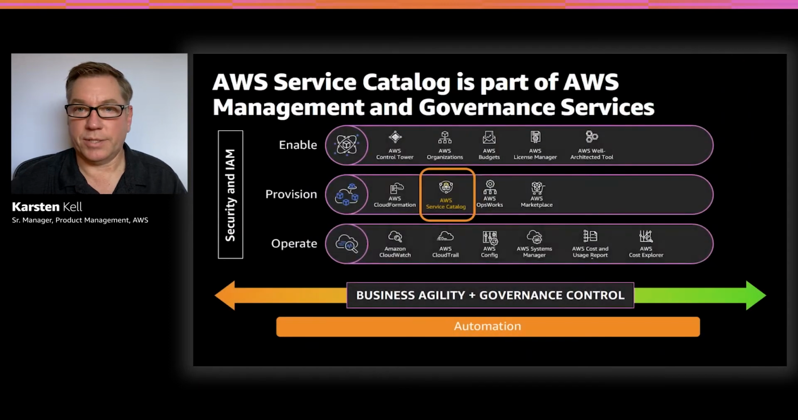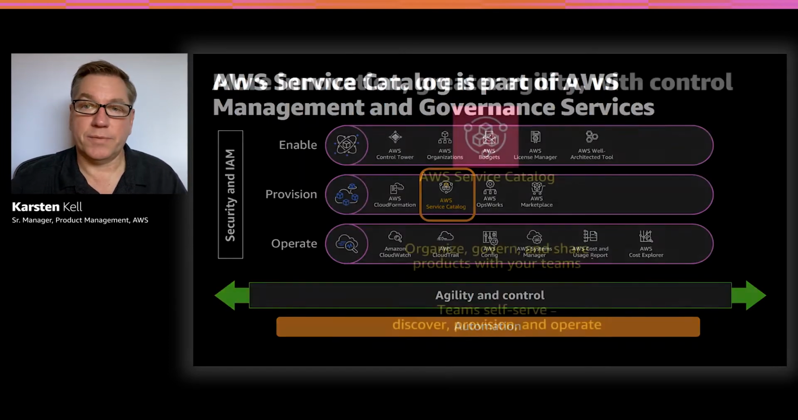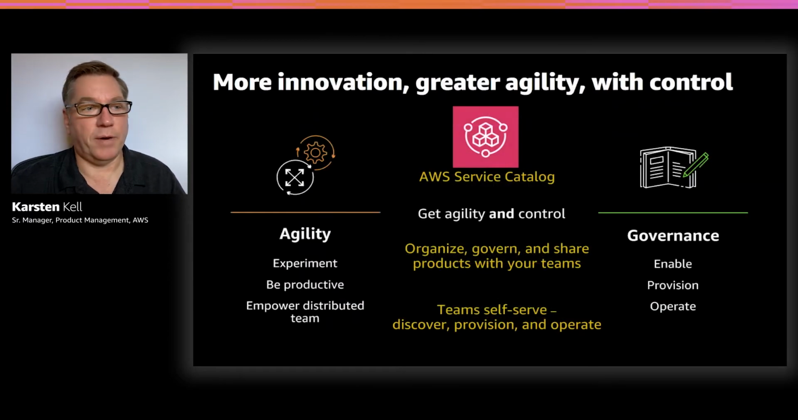AWS Service Catalog sits in the suite of AWS management and governance services. We sit in the provisioning track, enabling governed provisioning of AWS services. The mission of Service Catalog is to enable customers to provide agility for their builder teams with the control needed for cloud centers of excellence and central cloud architecture teams, often for companies in regulated industries where these controls are really important for regulatory and compliance requirements.